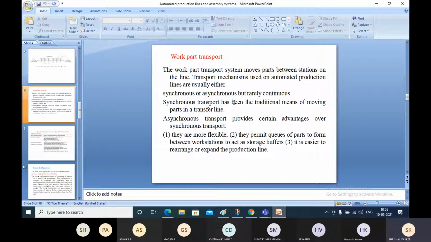So in the previous class, I have discussed about the buffer storage. Buffer storage will be provided in between the workstations. The buffer storage unit will be storing the extra unfinished product coming from one station to the other station, and it is easier to rearrange and expand the production line. One of the important features of these linear systems is that they are more flexible, and they can permit more number of parts to be accommodated on them, so that they can act as self buffer storage units, and it is easier to expand and rearrange the production line.